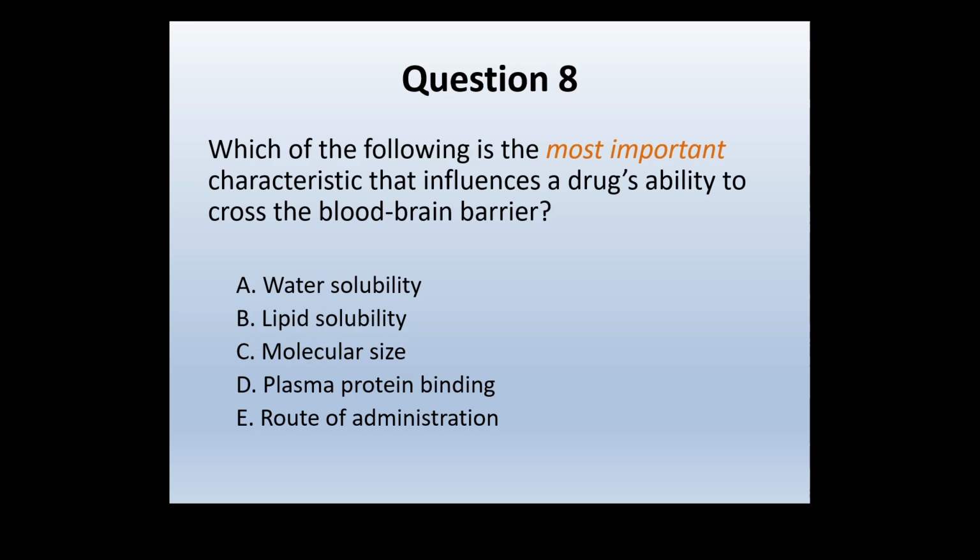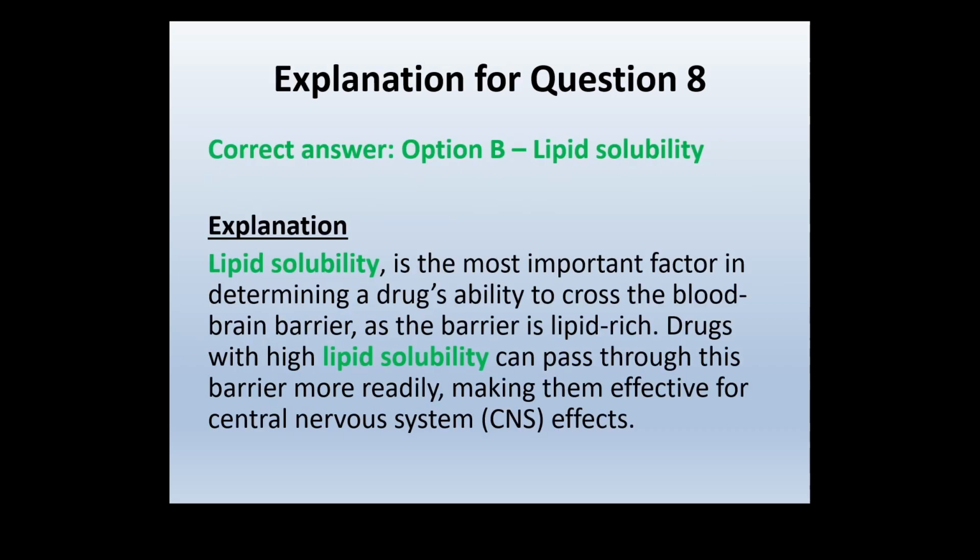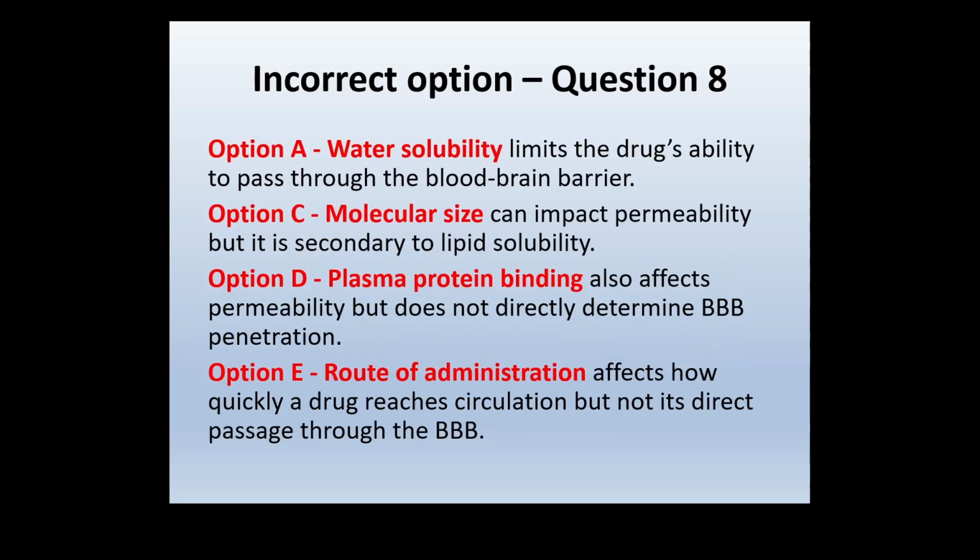The answer is option B, lipid solubility. The explanation is as follows. Lipid solubility is the most important factor in determining a drug's ability to cross the blood-brain barrier, as the barrier is lipid-rich. Drugs with high lipid solubility can pass through this barrier more readily, making them effective for central nervous system (CNS) effects. The other factors play less direct roles.